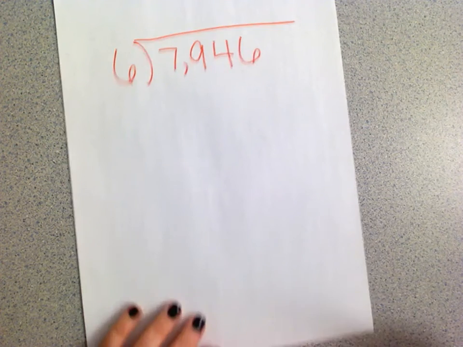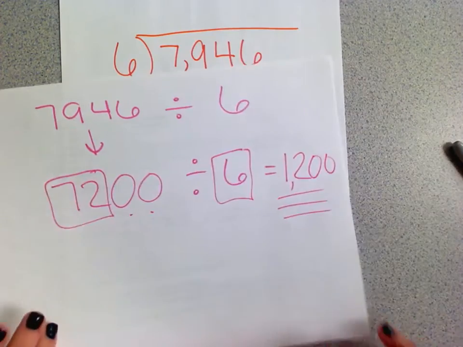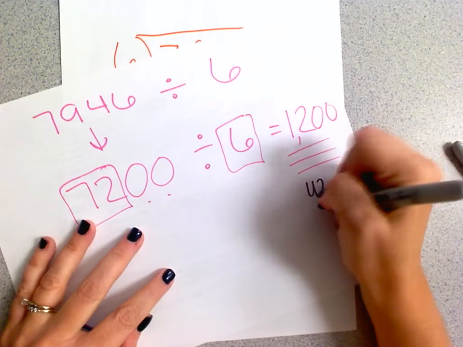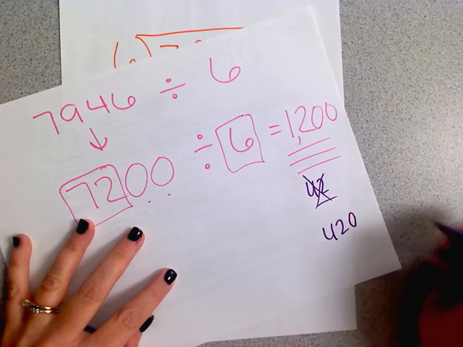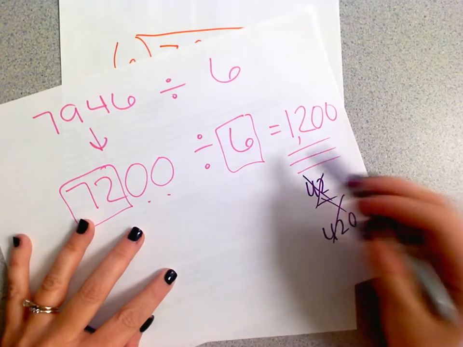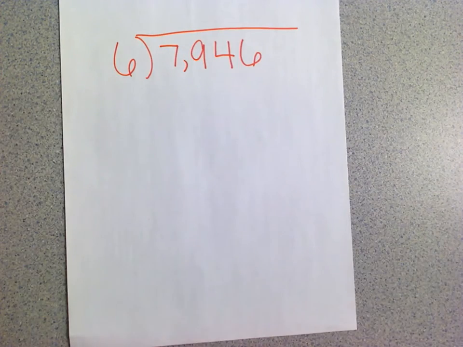1,200. Okay, so that's the first step, just to check to see where you're looking for your answer to be. And we just do that because if my answer is like 42, I know that can't be right. If my answer is like 420, I know that can't be right. It's nowhere near 1,200. So I want my answer to be around there.